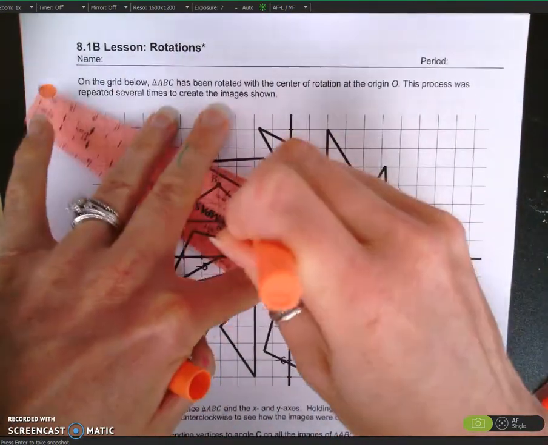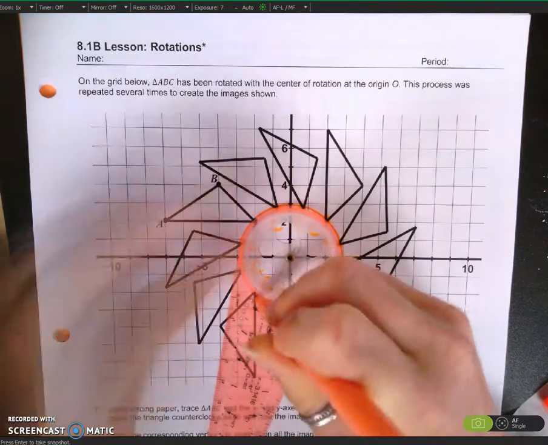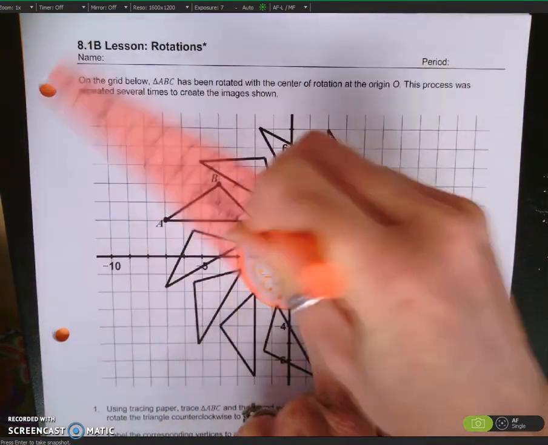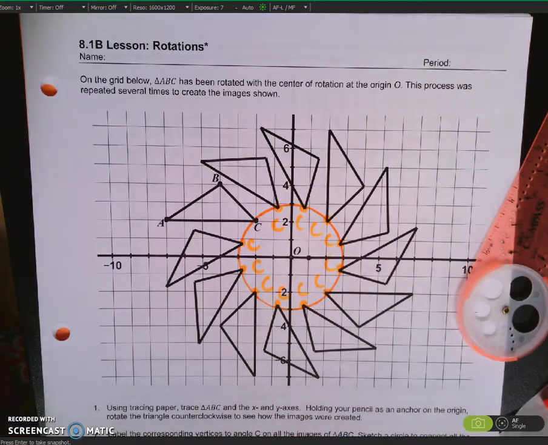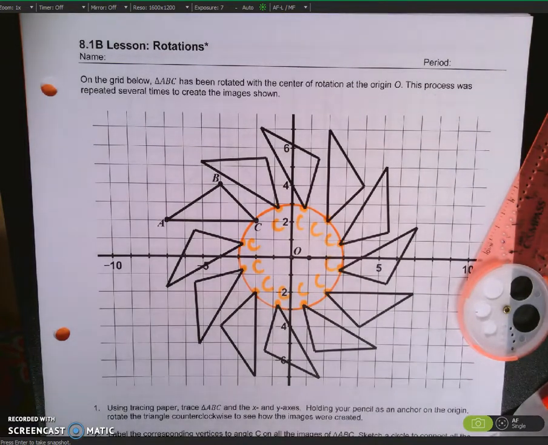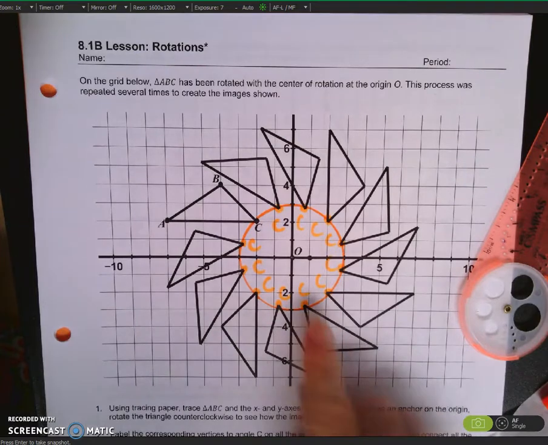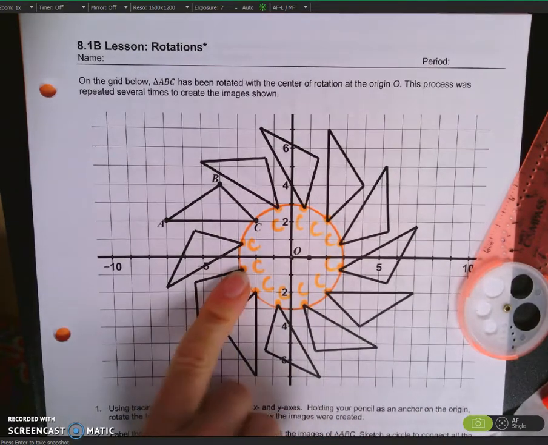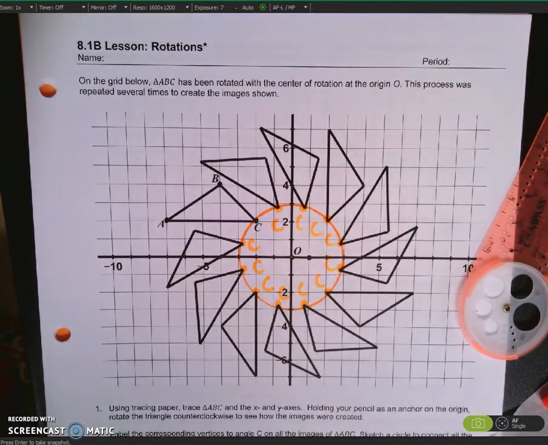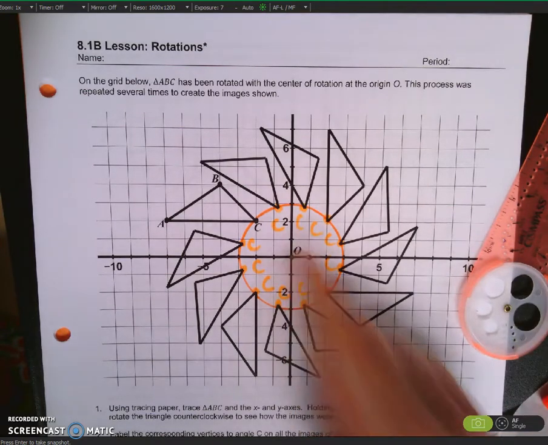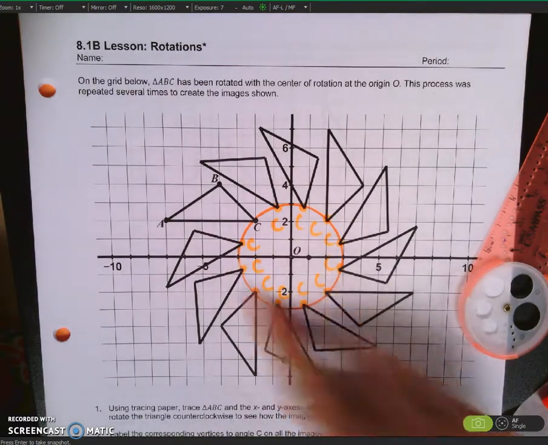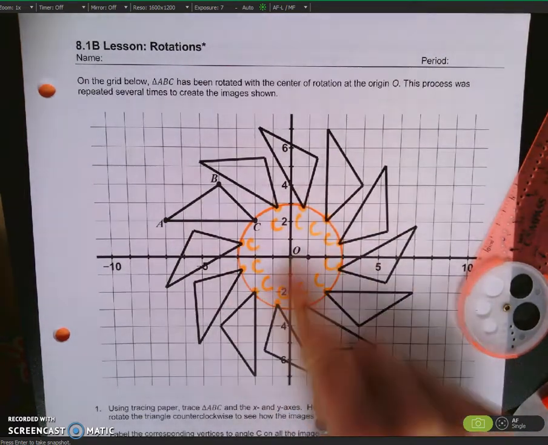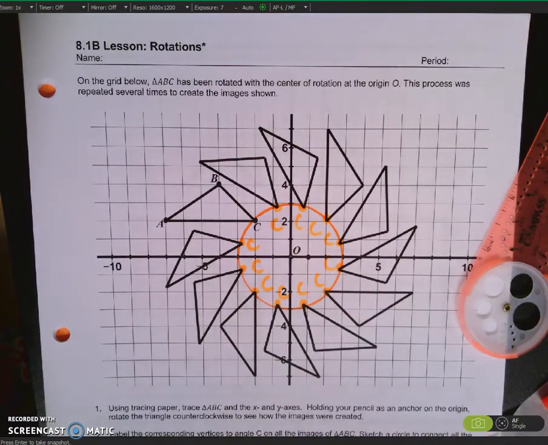And rotate around. Your binder may get in the way. You may have to take out this piece of paper and take a look. What's the relationship between angle C and the center of rotation O? What's the relationship between angle C and all of its images to the center of rotation O?